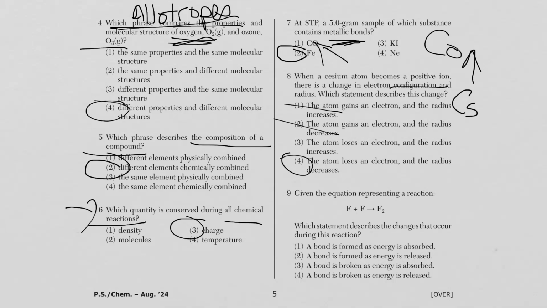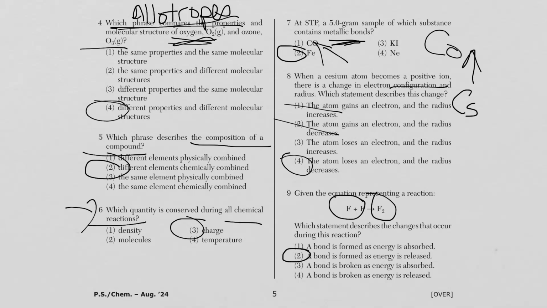For number 9, given the equation representing a reaction, I have 2 fluorine atoms coming together, and we have the diatomic fluorine molecule. Which statement describes the changes that occur during this reaction? A bond is definitely formed, and when bonds are formed, energy is released, and that is choice 2.